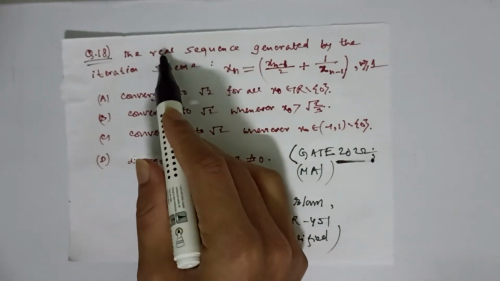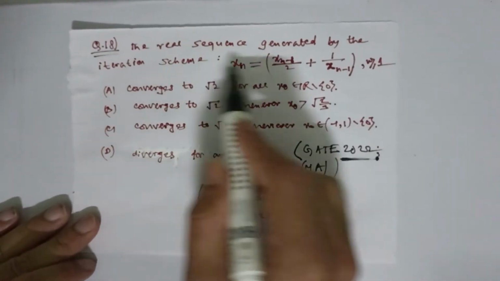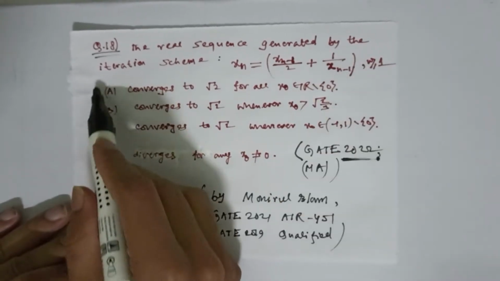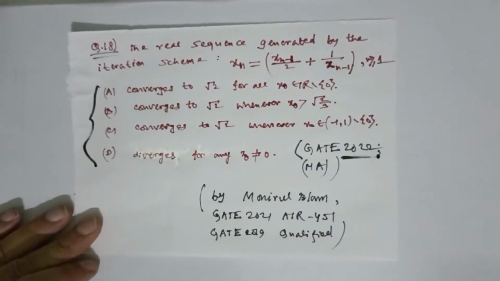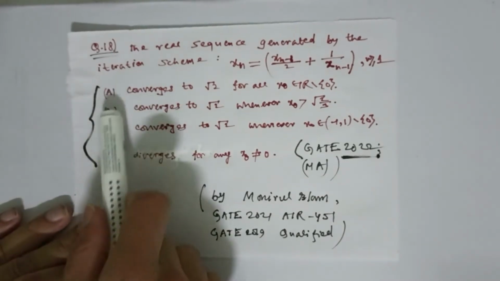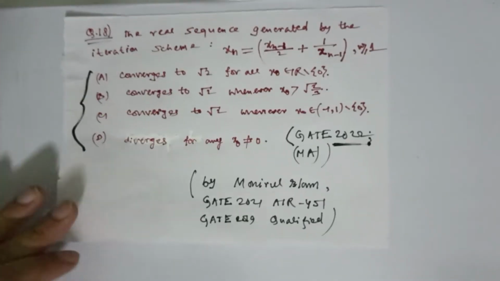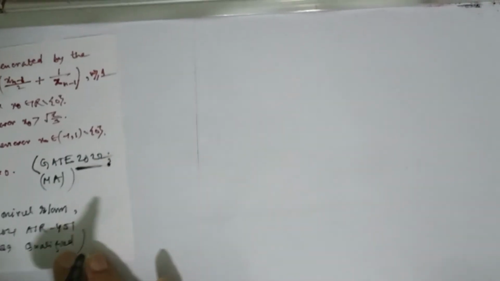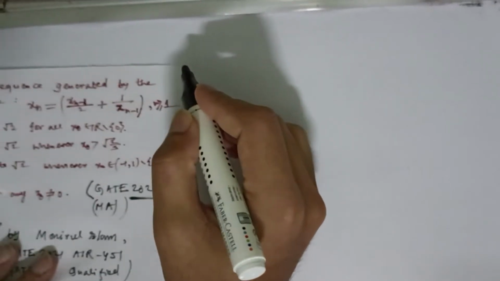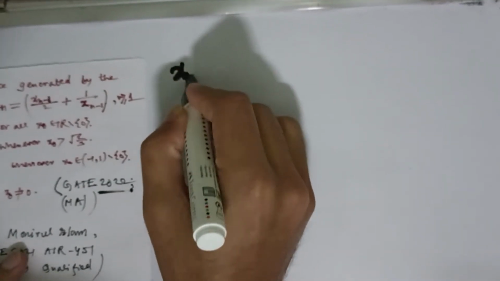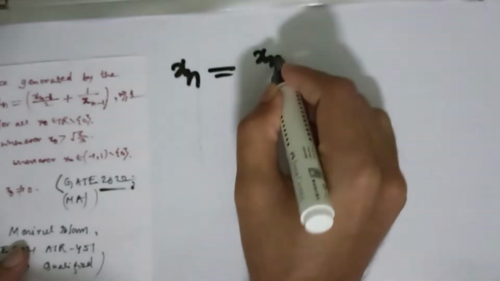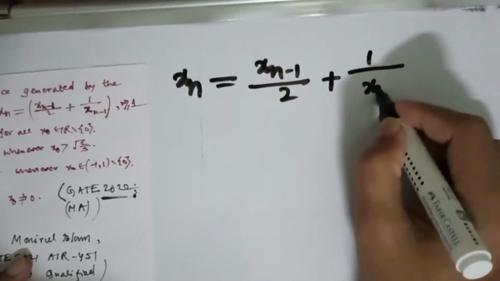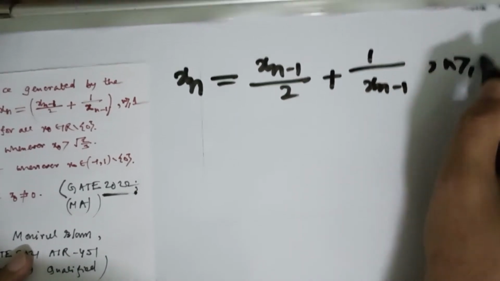The question says: the real sequence generated by the iteration scheme xn equals xn minus 1 by 2 plus 1 upon xn minus 1, n greater than 1, and there are 4 options. So we have to check the 4 options one by one. First of all, what is the scheme given? xn equals xn minus 1 upon 2 plus 1 upon xn minus 1, n greater than 1.